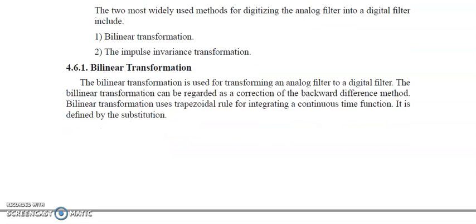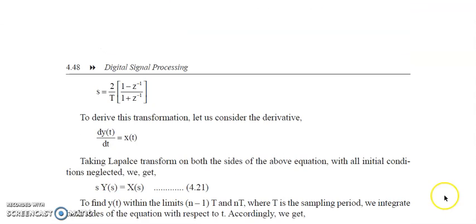In bilinear transformation, this is the substitution which we are going to use: S equals 2 by T into (1 minus Z inverse) divided by (1 plus Z inverse). Once the design of H(S) is over and H(S) is ready, you are going to convert H(S) into H(Z) by doing this substitution. Wherever S is there, you replace S with 2 by T into (1 minus Z inverse) by (1 plus Z inverse). To derive this, there is a small derivation.